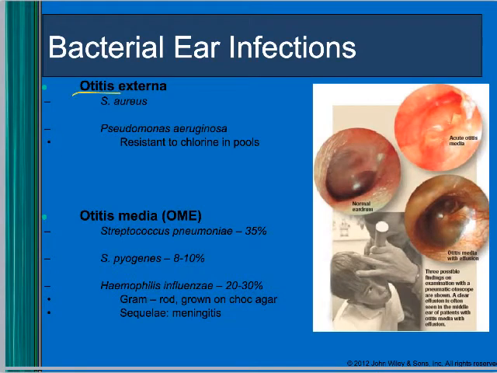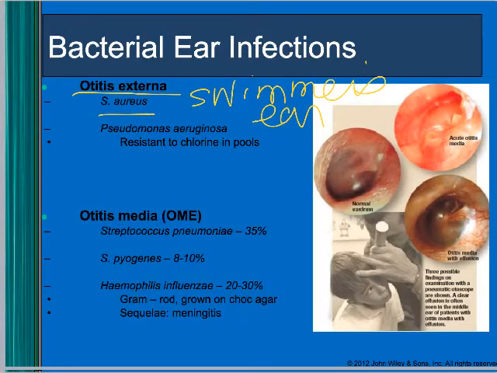Okay, so otitis externa is often known as swimmer's ear. So it's in that external ear canal. Lots of times it could be a couple different organisms. It could be staph, but lots of times it's Pseudomonas aeruginosa. And when you're swimming, Pseudomonas is actually pretty resistant to the chlorine in the pool, so water lays in your ear and then it gets infected. So it's actually hard to get rid of.